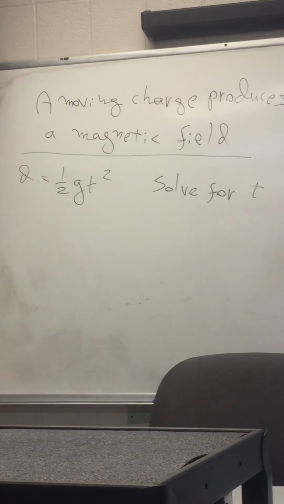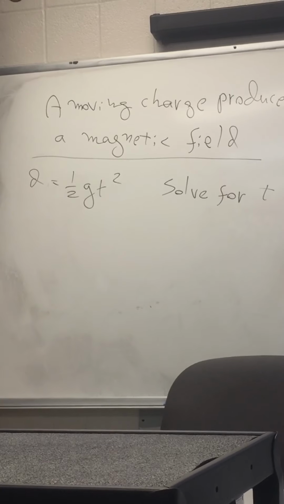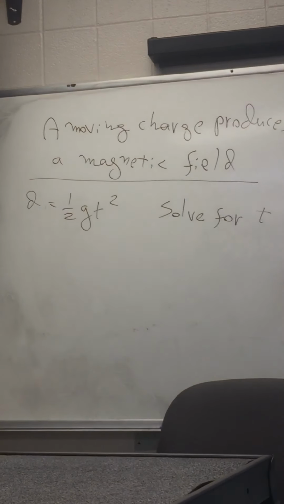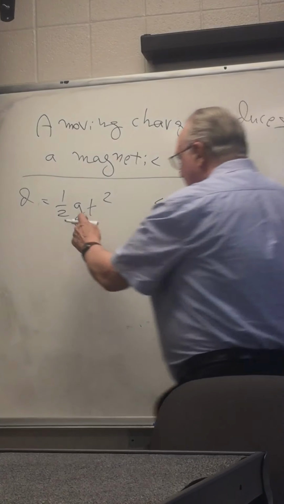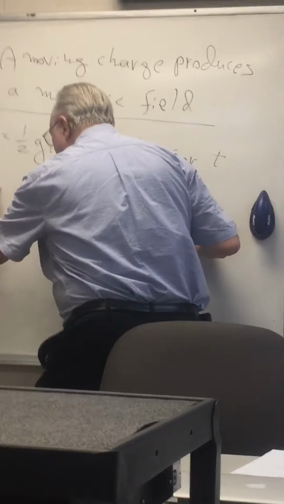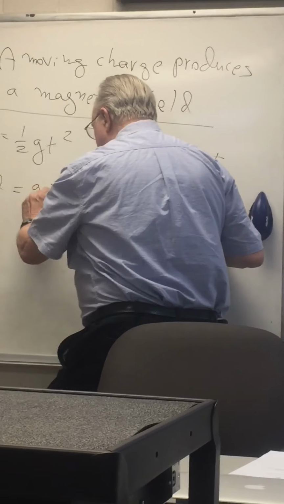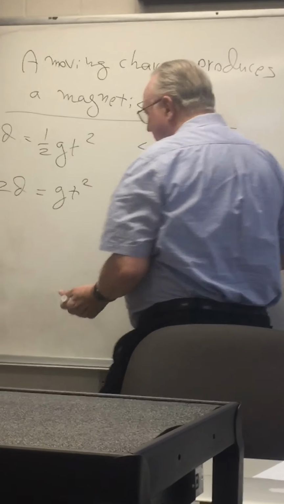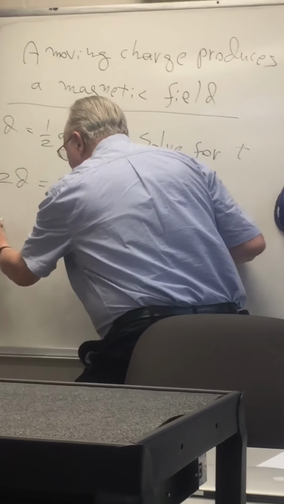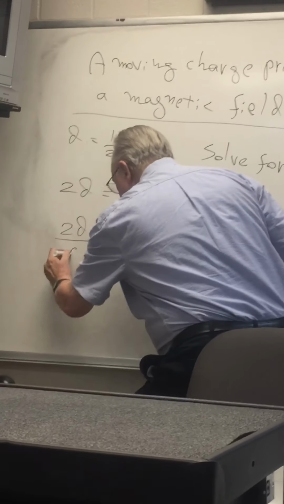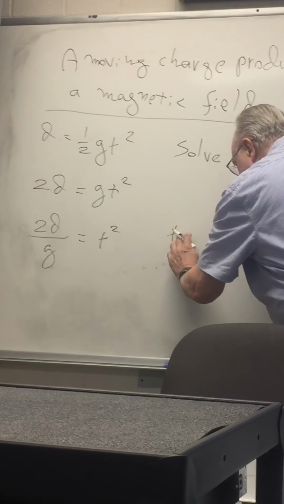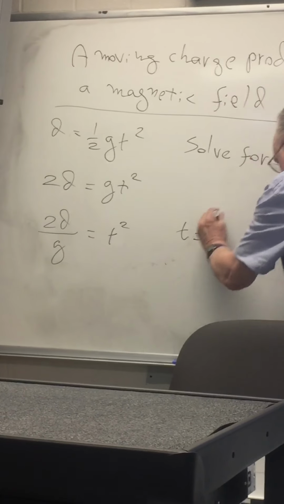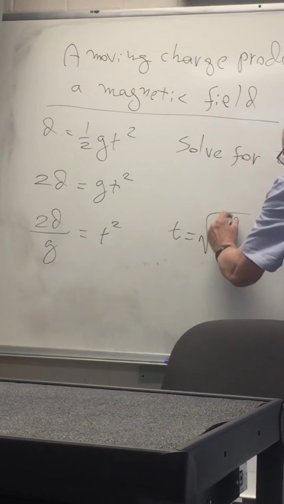But once you've got an equation that has several variables, you can solve for any of those variables just by a little algebra. So that's all I'm asking you to do here, is solve for t. So first multiply by 2. 2d equals g t squared. Then divide by g. So 2d over g equals t squared. For t, then, is the square root of 2d over g.